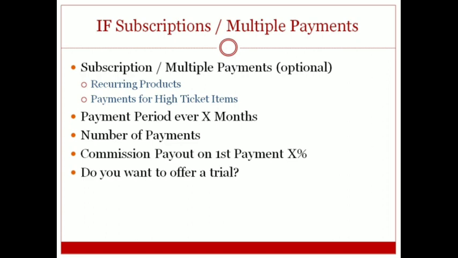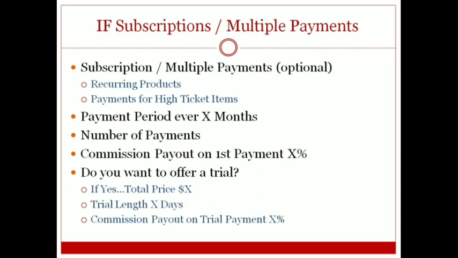Then the question that you need to ask yourself is, for your monthly, weekly, or quarterly recurring subscription, do you want to offer a trial? If you want to offer a trial, let's say for 7 days, it's $1. If that's the case, then the total price would be $1 for 7 days. And of course, you have the commission payout on the trial payment, and you can put the percentage right there.